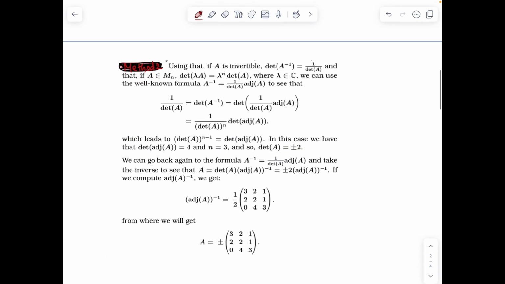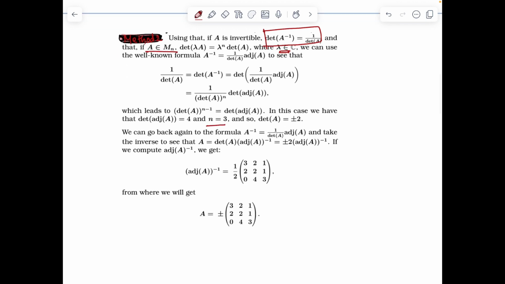Let's come to the second method, and here I have used the property that determinant of A inverse is 1 by determinant of A, and if A is a square matrix of order n, determinant of lambda A is lambda to the n times determinant of A, where lambda is any complex number, it can be real or complex. So we can use the well-known formula: A inverse is adjoint of A by determinant of A. So 1 by determinant of A is determinant of adjoint of A by determinant of A to the power n. In our case, n equals 3, because we are interested in a square matrix of order 3. Hence determinant of A will be plus minus 2 over here.